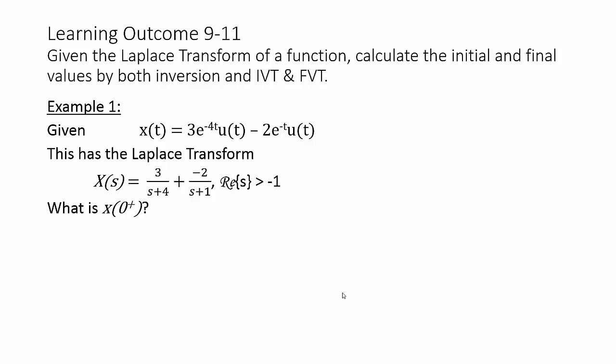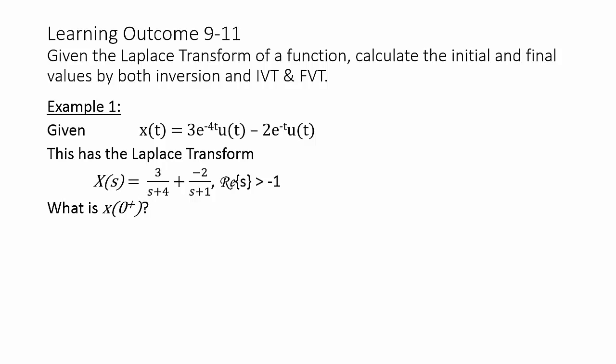Let's work through 3 examples to illustrate this learning outcome. I'm giving you both the time signal and the Laplace transform, so you don't need to manually do the inversion. This time signal, x of t is 3 e to the minus 4t u of t minus 2 e to the minus t u of t, has a Laplace transform X of s is 3 over s plus 4 plus negative 2 over s plus 1. This has the region of convergence of real part of s greater than negative 1.